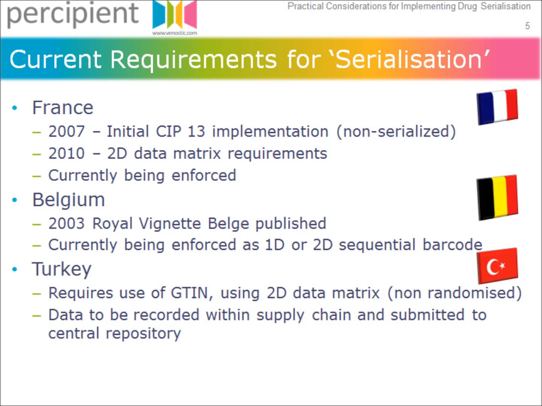That's using 2D data matrix, and it's currently being enforced now. It's been in place for a couple of years, and most organisations selling into France are obviously complying with that. Belgium even precedes that. Use of a single or 2D barcode, sequential numbering, again, has been there for a while, and most organisations have no problems complying with that.